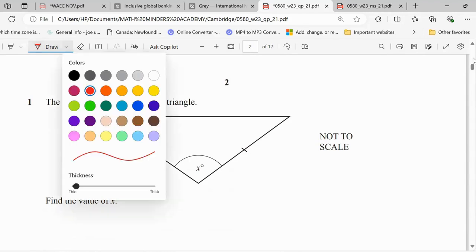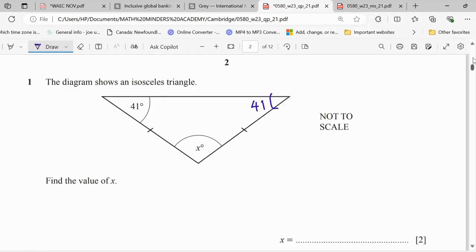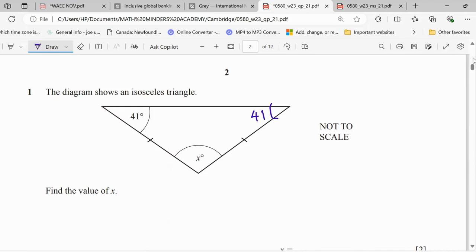So in this question number 1, we are required to find the value of S. This triangle has 2 equal sides, so it's an isosceles triangle. We expect that the base angles are also going to be equal. So this is 41. Now we are looking for S. We use the fact that the sum of interior angles of a triangle is 180 degrees. So with that in mind, we add everything and equate to 180 degrees. So we're going to say 41 plus 41 plus S equals 180 degrees.